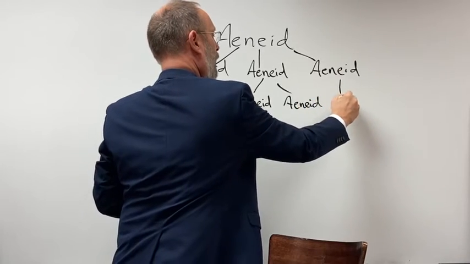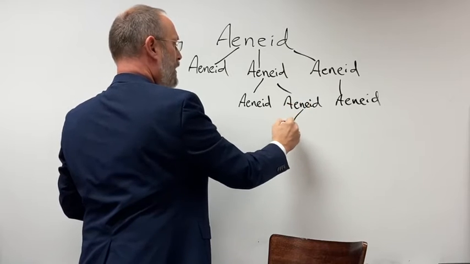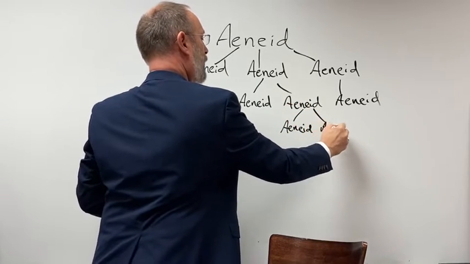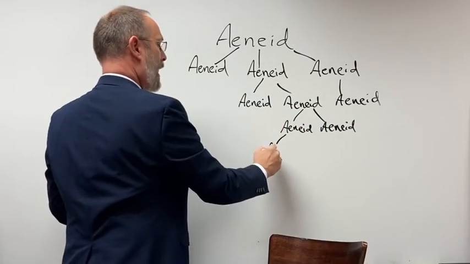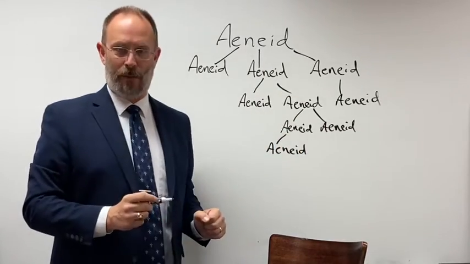And this guy has a friend who makes a copy here. And then this guy here, he has a friend who makes a copy here. And another friend who makes a copy here. And so on and so forth. And you can see how this would just start branching out. Right, copies all over the place, and copies of copies of copies of copies of copies.